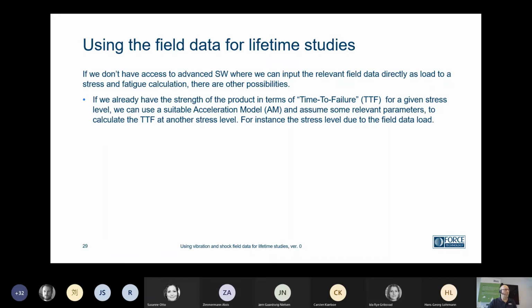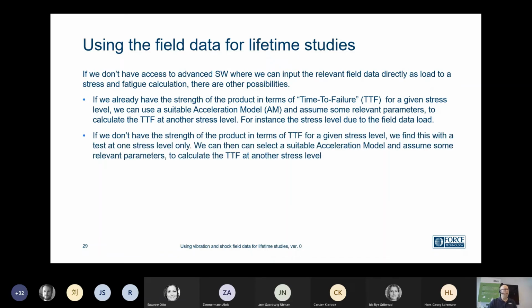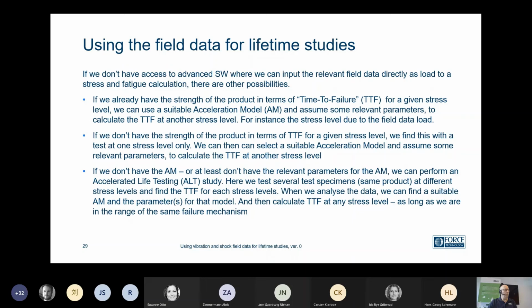If we don't have the strength, we can do a test where we find the time to failure at one stress level only, and then we select a model and we assume some parameter, and then we can calculate it. If we don't have the acceleration model, or we don't have the relevant parameters for it, then we can perform what we call an accelerated life testing study.